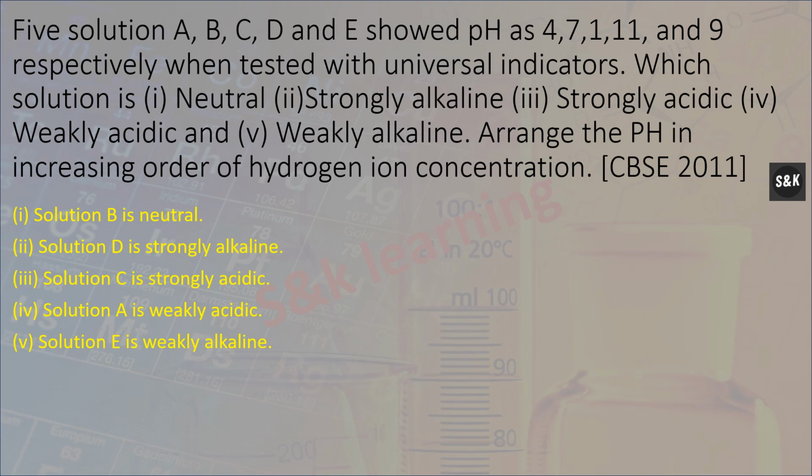Five solutions A, B, C, D, and E show pH as 4, 7, 1, 13, and 9 respectively when tested with universal indicator. Solution B is neutral. Solution D is strongly alkaline and solution C is strongly acidic. Solution A is acidic and solution E is weakly alkaline.